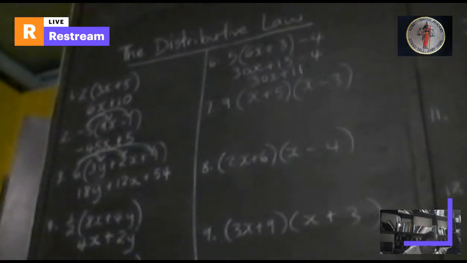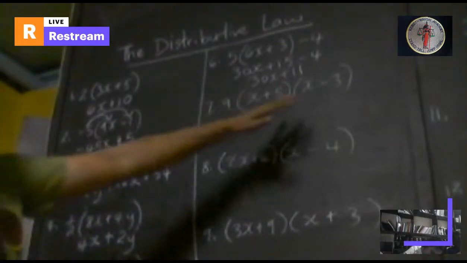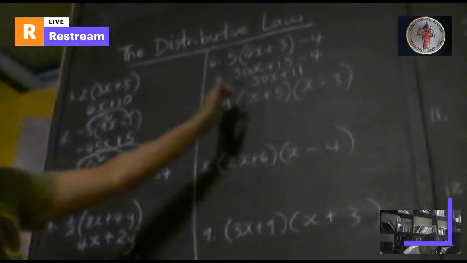Alright, now number 7, we have 2 brackets and we have a 9 in front. So it's 9 times open bracket, x plus 5, close bracket, and another open bracket, x minus 3, close bracket. So we have to expand one set first and then we expand the other, right? We can either work the two brackets first and then the 9.